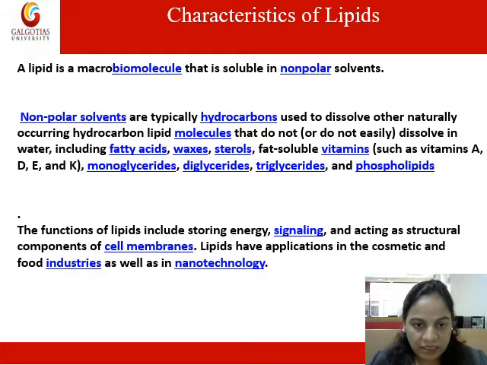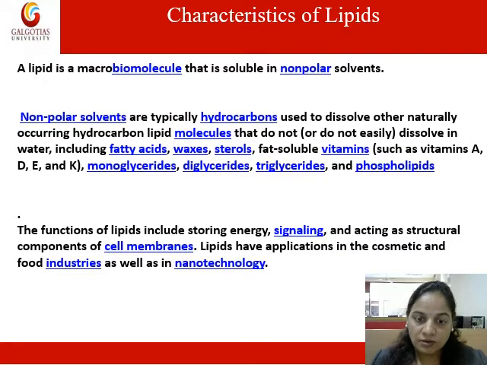So all fatty acids, all waxes, steroids coming under the category of lipids are going to be water insoluble but fat soluble or organic compound soluble. If I categorize which are soluble in hydrocarbons and organic solvents, that will be lipids. If I further classify them, those that do not dissolve in water include fatty acids, waxes, steroids, and the fat soluble vitamins A, D, E, and K.